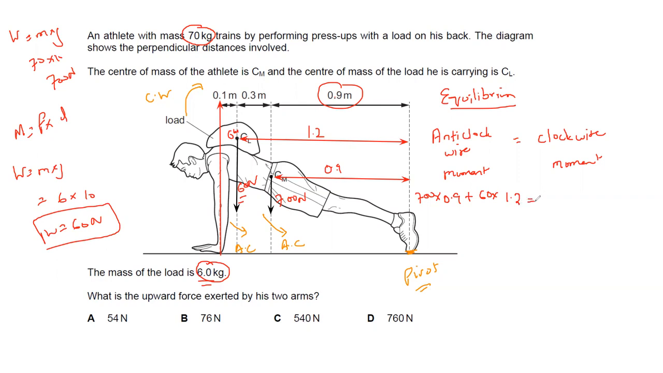So these are causing an anti-clockwise moment, and then the upward force of the arm is causing a clockwise moment. So what is the clockwise moment? The force of the arm, which we don't know, we say F, multiplied by the distance from the pivot. What is the distance from the pivot? That's 0.9 plus 0.3 plus 0.1, so the total distance will be equal to 1.3. Is it clear till now, this equation?